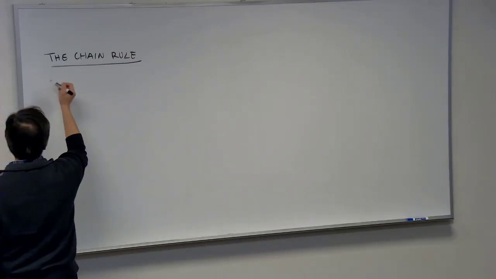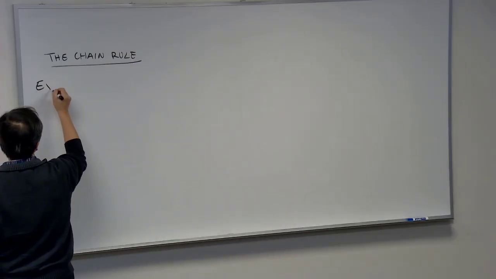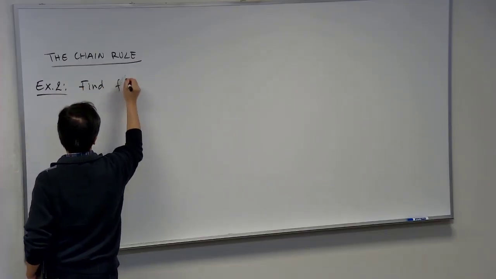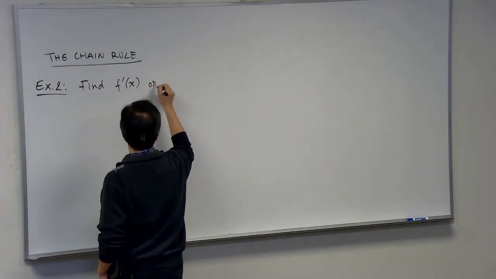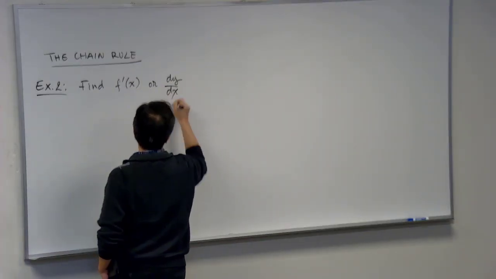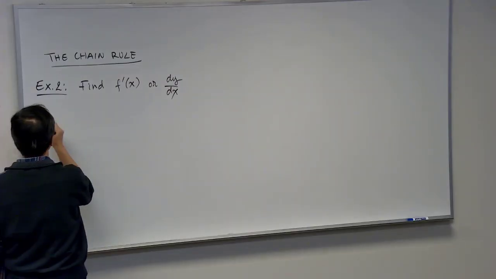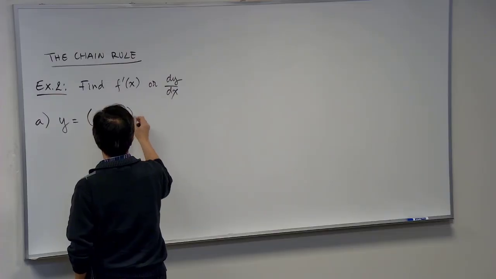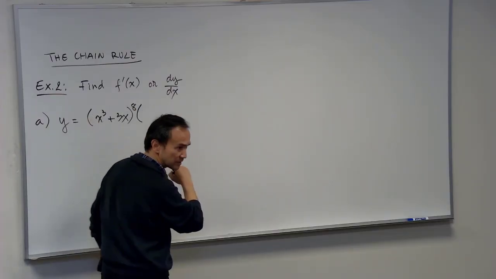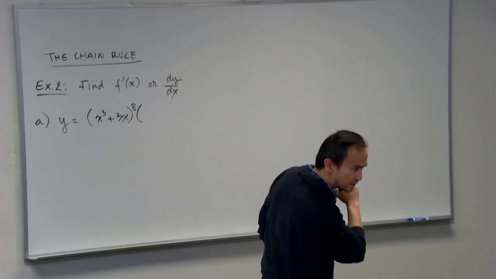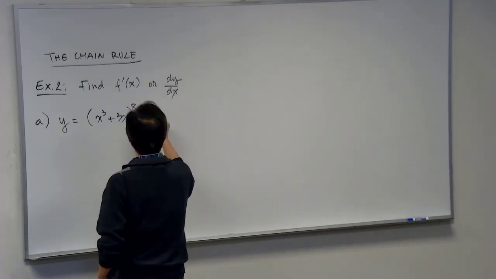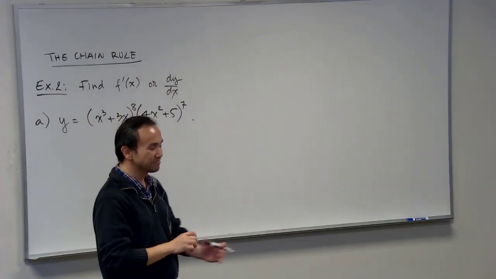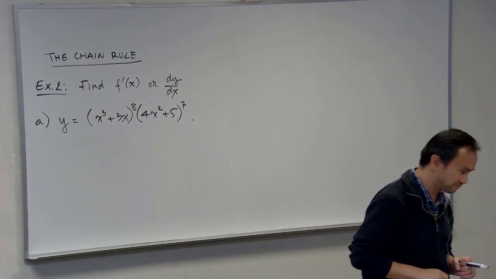So let me bring in another example, a couple more kinds of problems here. So example 2, I still want to find the derivative, y prime or dy dx, as the notation. And the function we have here, how about y equals x cubed plus 3x to the 8th power, in product with 4x squared plus 5 to the 7th power. Okay. So go ahead and spend some time writing it down.